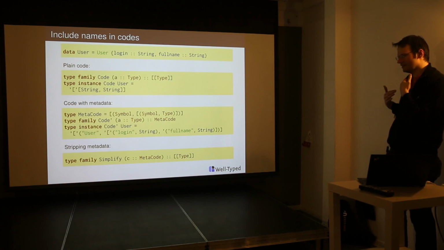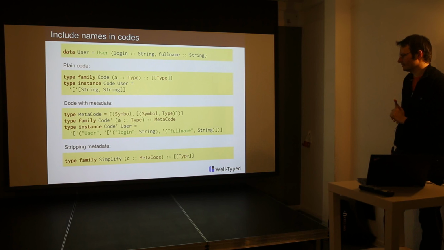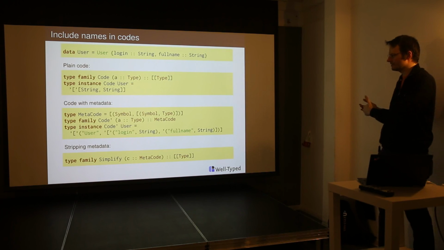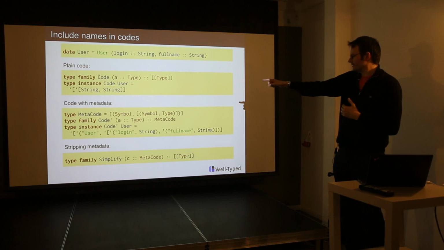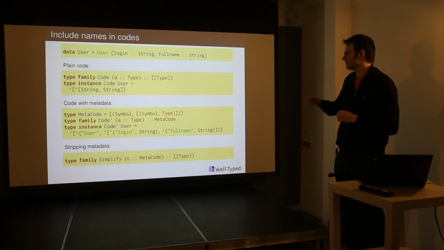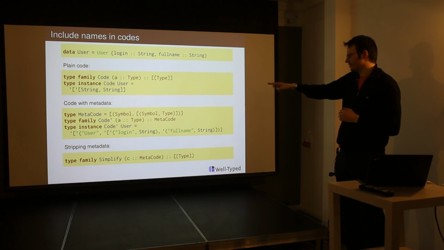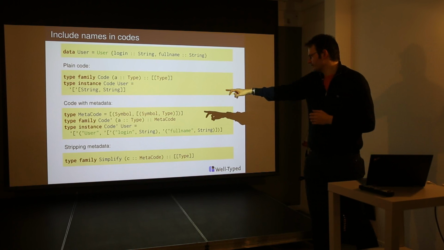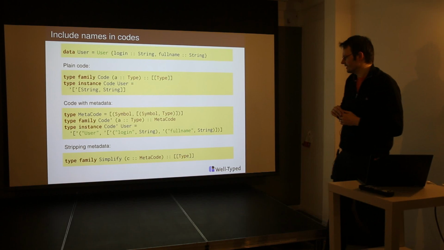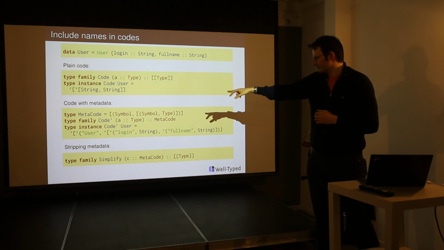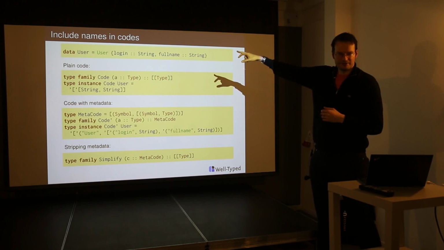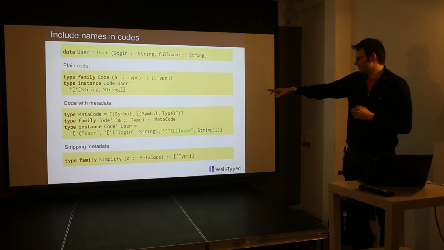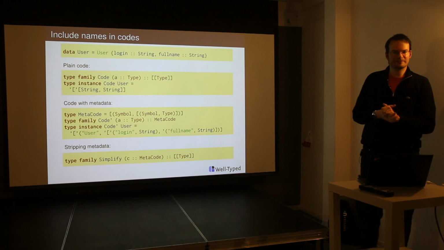So this is a very simple way of extending codes with metadata. Rather than saying the code is just a list of types, we are adding a type level string, which in GHC is called symbol, at every layer, both at the inner layer and at the outer layer. And then, for example, the code for user gets on the outer layer an additional label user, which is the name of the constructor. And at the inner layer, it gets labels login and full name, which are the names of the fields.